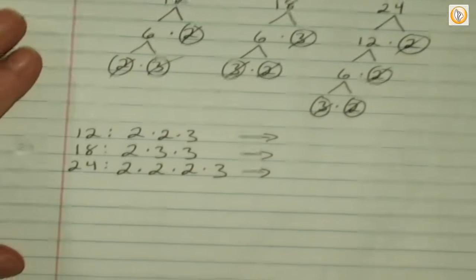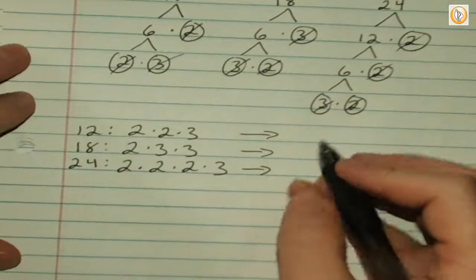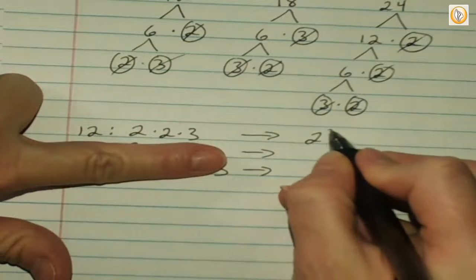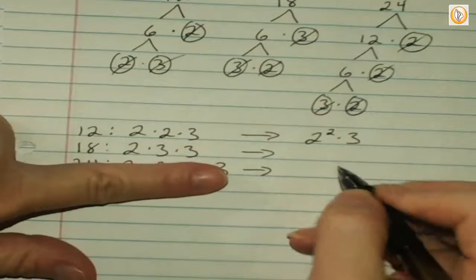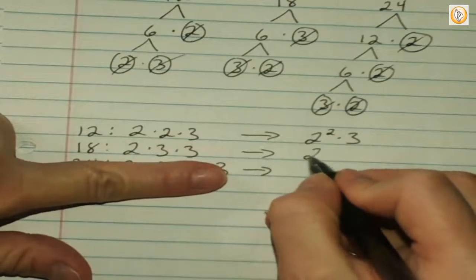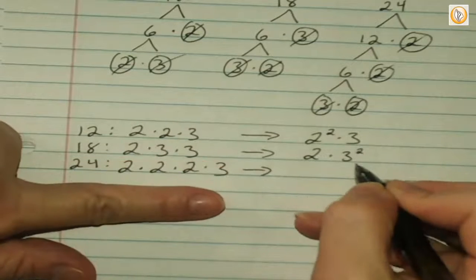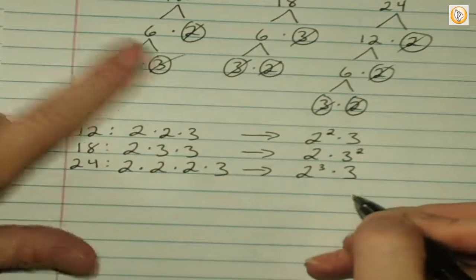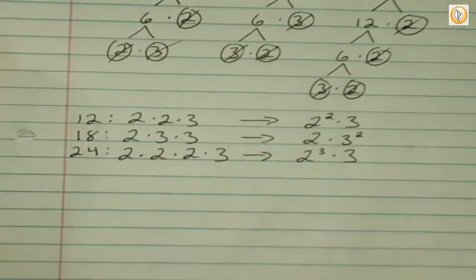All right. Tanner, what is the exponential form for this? 2 to the second power times 3. Natalia: 2 times 3 to the second power. And Joseph: 2 to the third power times 3. Okay, write that down and then look at the board.